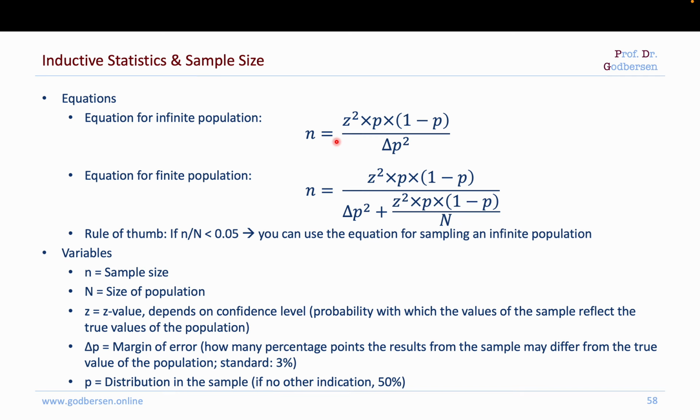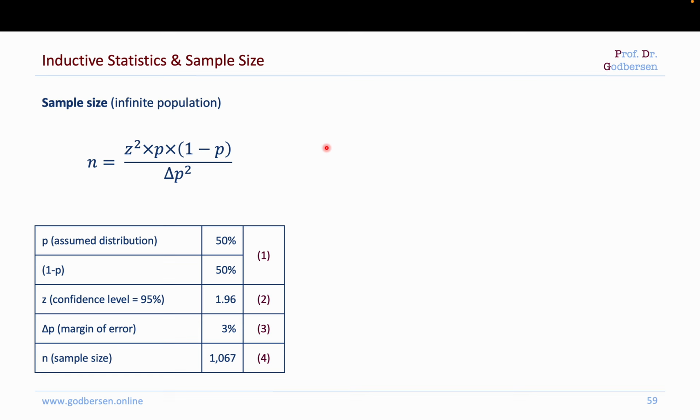For simplicity reasons, I would like to explain calculating the sample size with the equation for infinite populations. And I should also mention, if you have a population that is large enough, like the population of Manchester or London, you do not need to bother with the idea of finite populations. Then you can go straight to the infinite population equation. But as I said, let's jump into the equation.